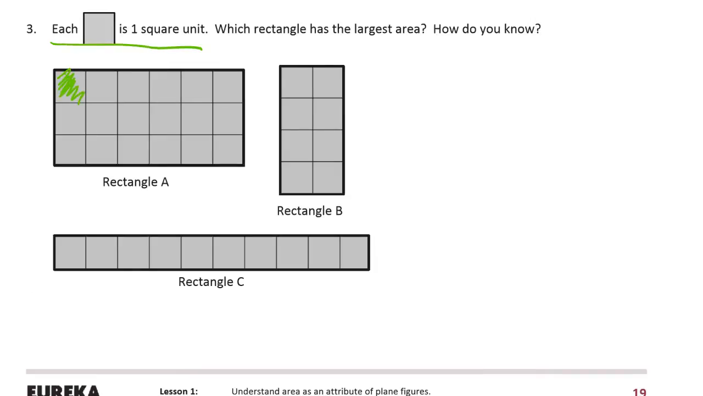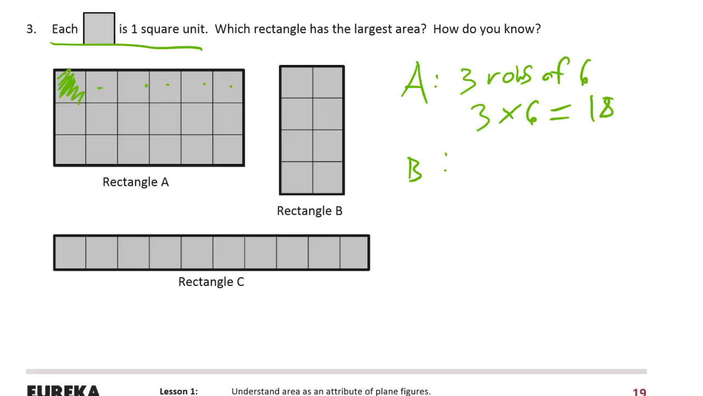Which rectangle has the largest area? And how do you know? Okay, so rectangle A is 1, 2, 3, 4, 5, 6. Three rows of six. Which is 3 times 6 equals 18. Rectangle B is 4 rows of 2. 4 times 2 equals 8.